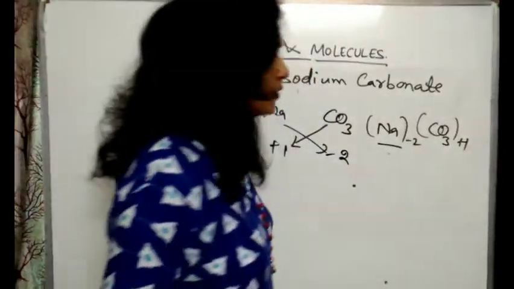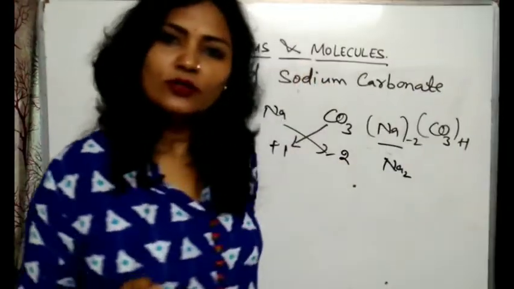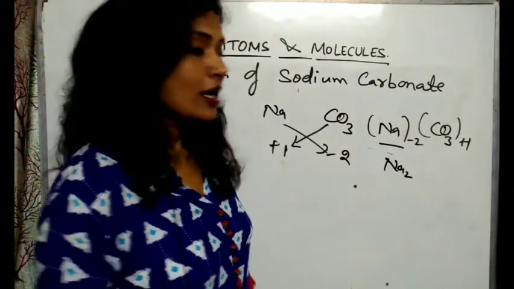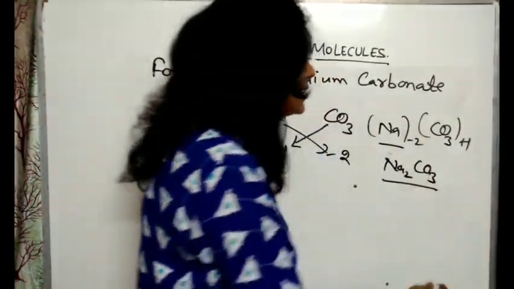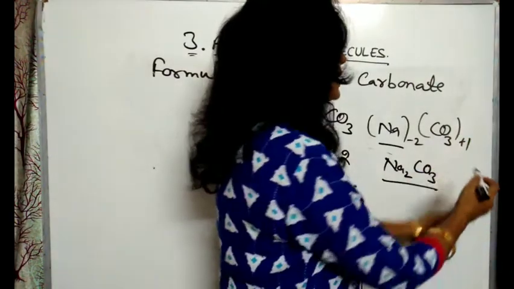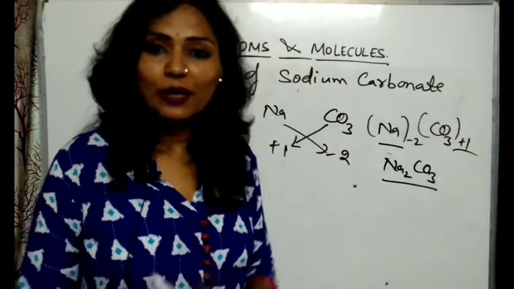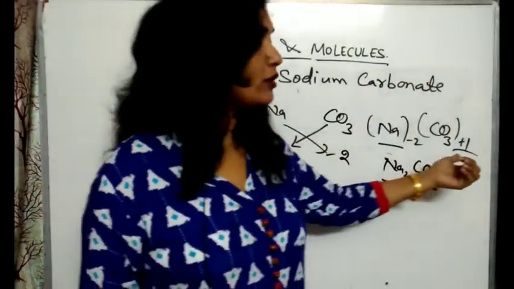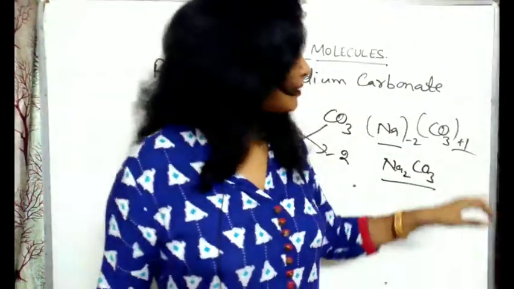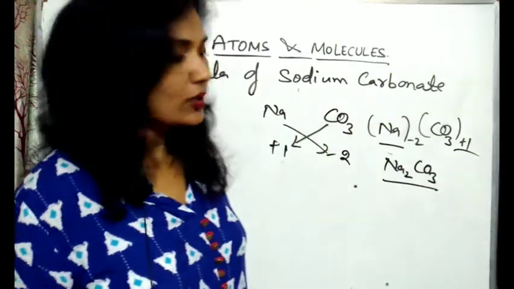Out of the brackets you will write Na2 and CO3. 1 is there, so we will ignore that 1. Okay, and take off the brackets. But if there is more than 1, like 2, 3, then the bracket should not be taken off. Okay, let us do another example.